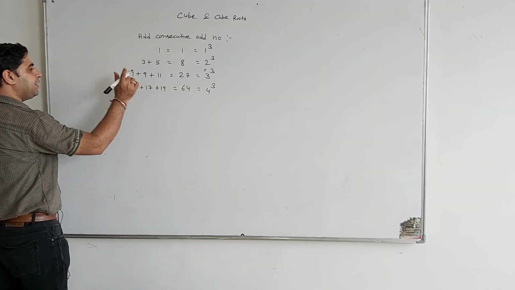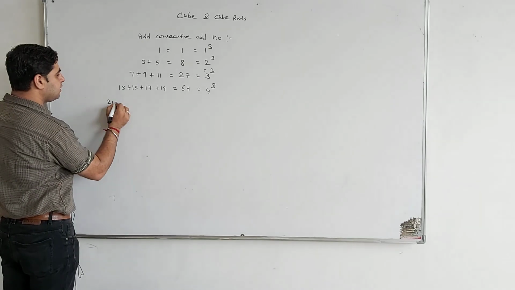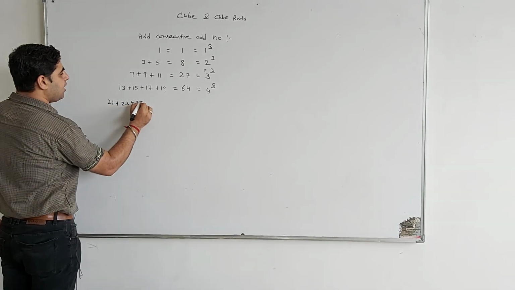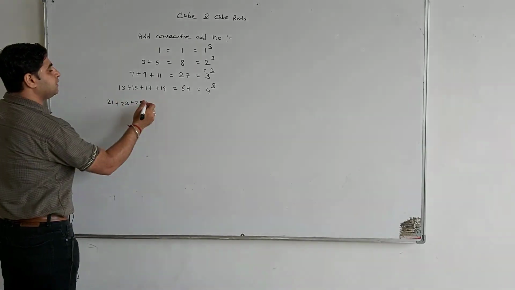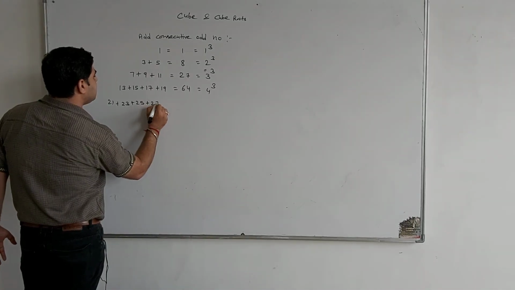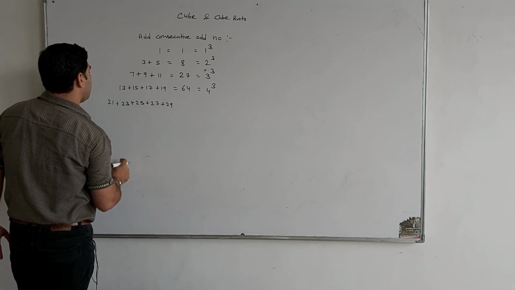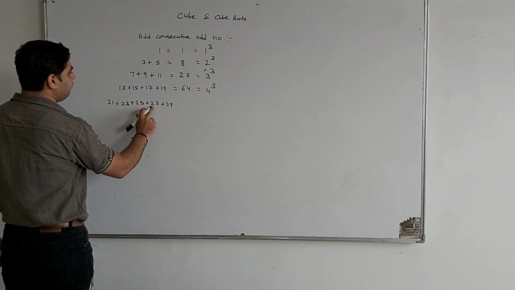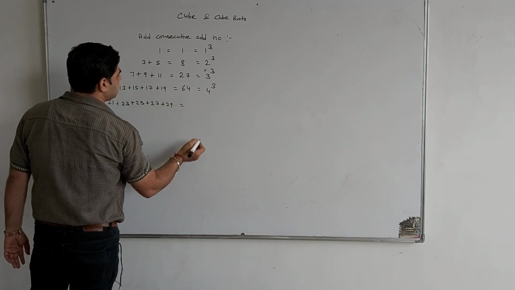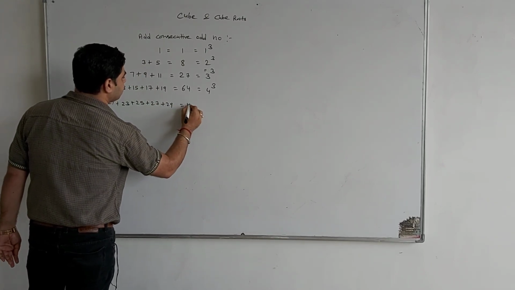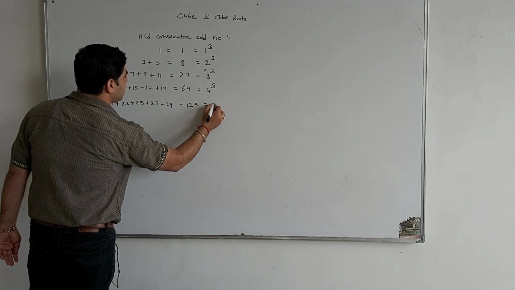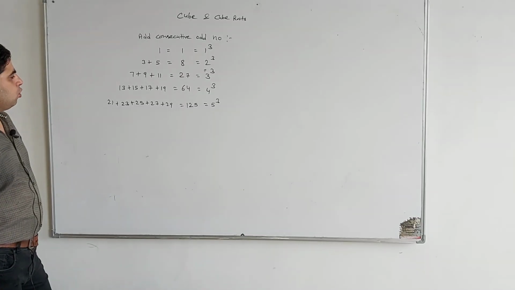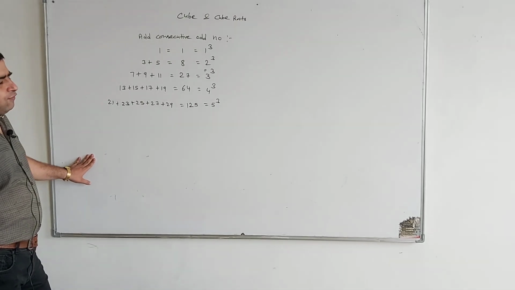Here 21 plus 23, 25, 27 plus 29. How many do we have to add? 1, 2, 3, 4, 5. So 5 terms are added, and it forms 5 cube. What is 5 cube? 125. That is 5 cube. We follow the same pattern.